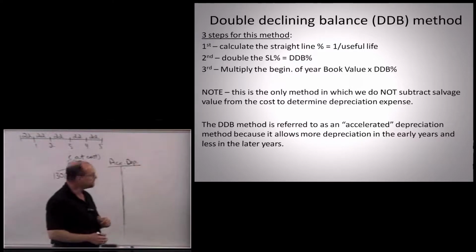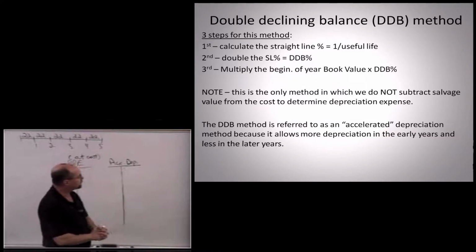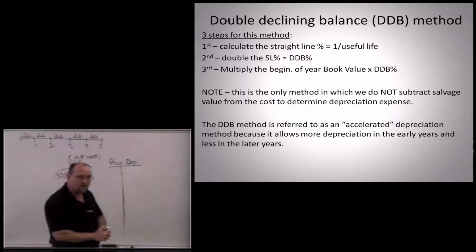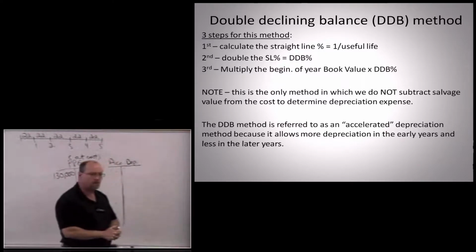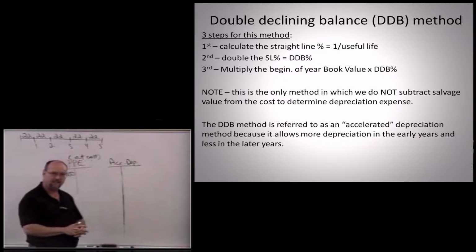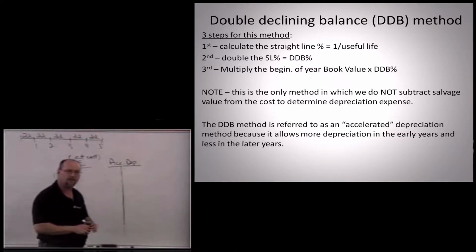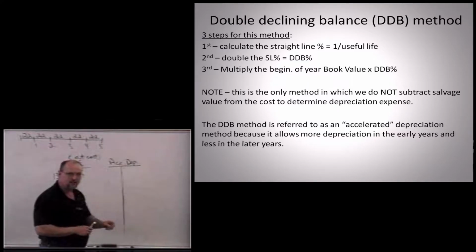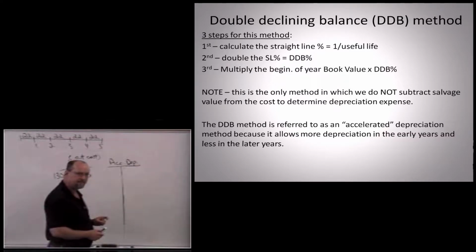Okay, 3 steps before we start recording depreciation. First, calculate what we call the straight line percentage. And the way we calculate it is 1 divided by whatever our useful life is in years. Now, in our example, the truck we estimated was a 5-year asset, so 1 divided by 5 equals 20%. Go ahead, do it on your calculator, confirm that. 1 divided by 5 years, we would depreciate 20% each year using the straight line method.